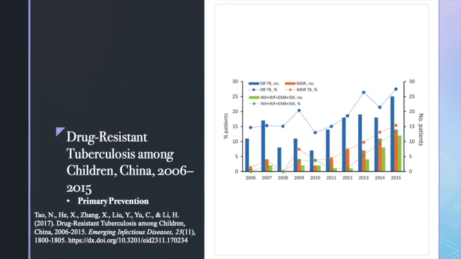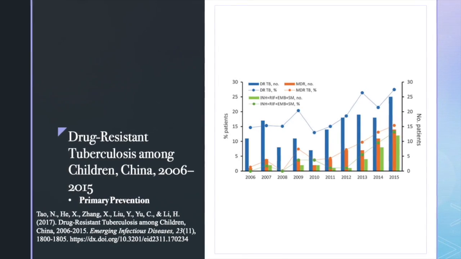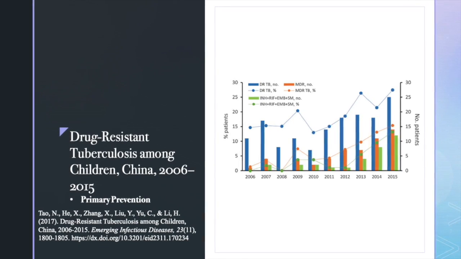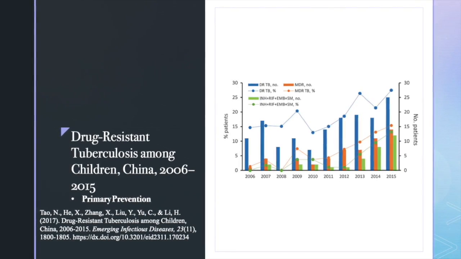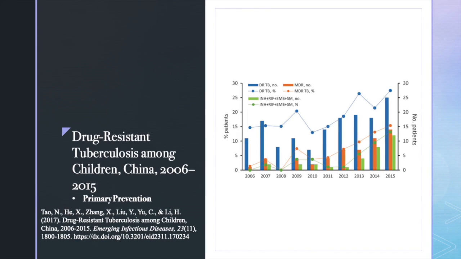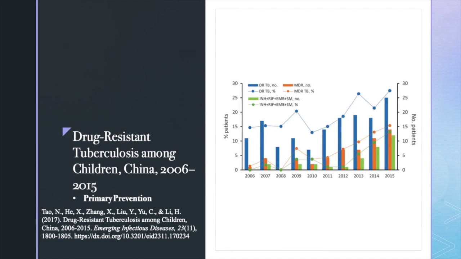In this graph, the color blue represents the drug-resistant cases from 2006 to 2015, and it shows that as the years went by, more cases of drug-resistant TB were found in children.